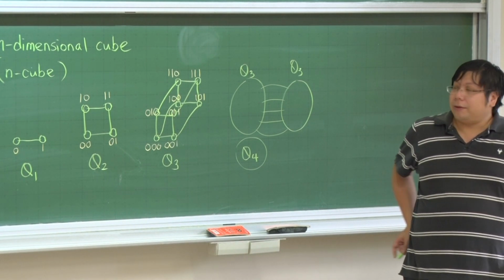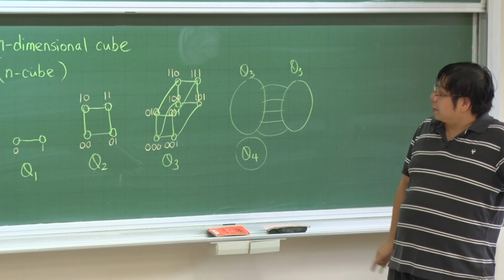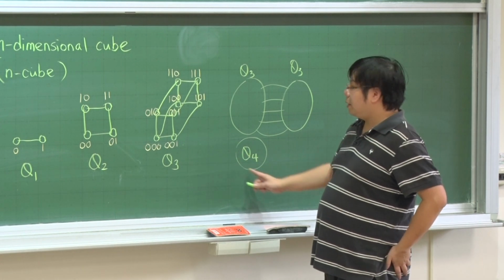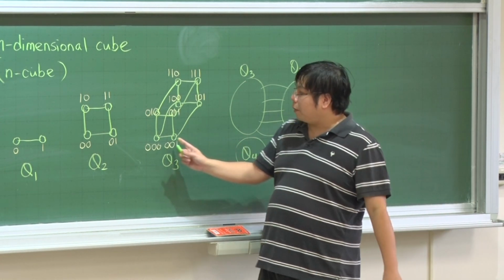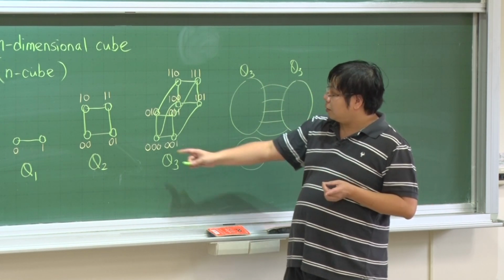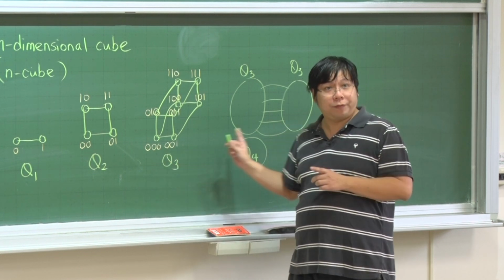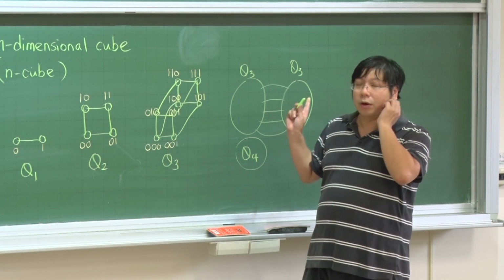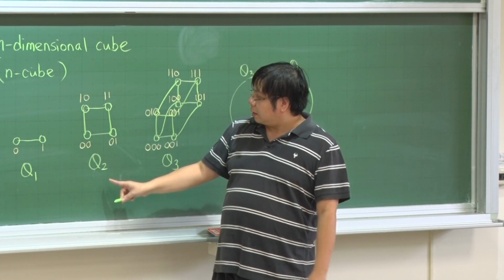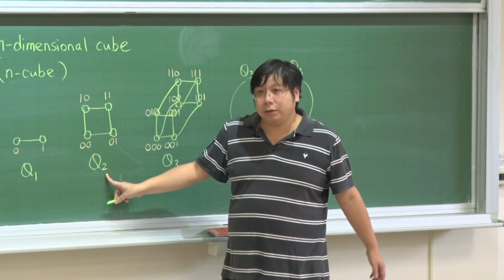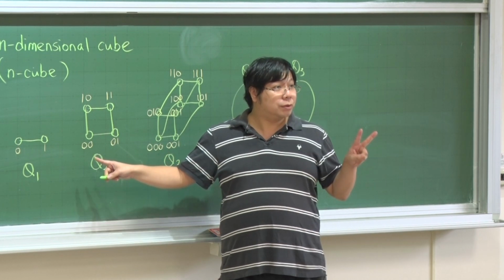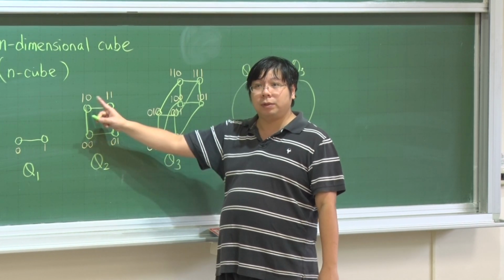Okay? And then how do we define a Q4? One way is you draw 2 Q3 and join them together. But the other way is you list out all the possible strings of length 4. Each one corresponds to a vertex. So let us look at the simple thing here. To draw Q2, one possible way is we find out all the possible strings of length 2. So it is 00, 01, 10, and 11. Am I correct?